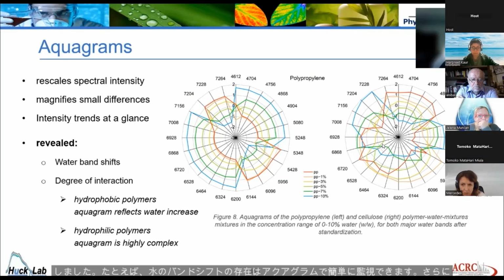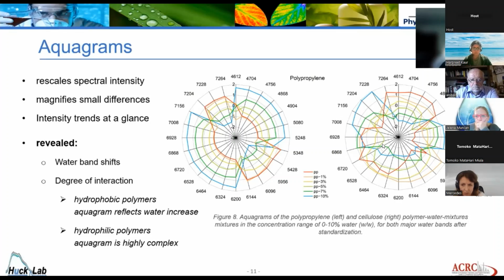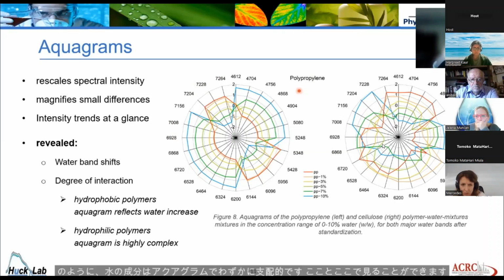For example, the existence of water band shifts can be easily monitored in the aquagrams. Moreover, systems which strongly interact with water can be immediately identified by the aquagram. In the case of hydrophobic to slightly hydrophilic polymers like PP, the water component is highly dominant in the aquagram, as you can see here and here. Mostly the significant intensity increase of the water band with rising water content is reflected here.